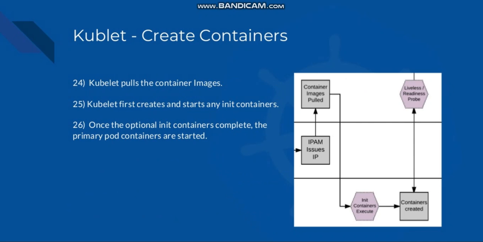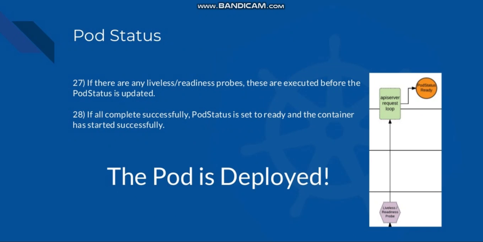Then the kubelet pulls the container image. The kubelet first creates and starts any init containers. Once the optional init containers complete, the primary pod containers are started. So this is how the pod is deployed. For the pod state, if there are any liveness or readiness probes, they are executed before the pod state is updated. If all completed successfully, the pod is set to ready.